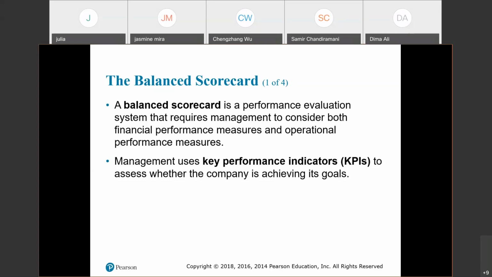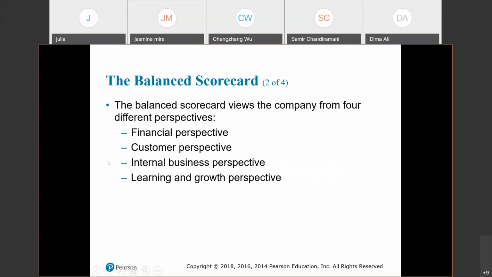In balanced scorecard methods, KPI, which stands for Key Performance Indicator, is used to evaluate different perspectives in the balanced scorecard. And a KPI is a summary performance measure that helps managers assess whether the company is achieving its goals. Well, to evaluate the company, the balanced scorecard requires managers to look at 4 different perspectives: financial perspective, customer perspective, internal business perspective, and learning and growth perspective.